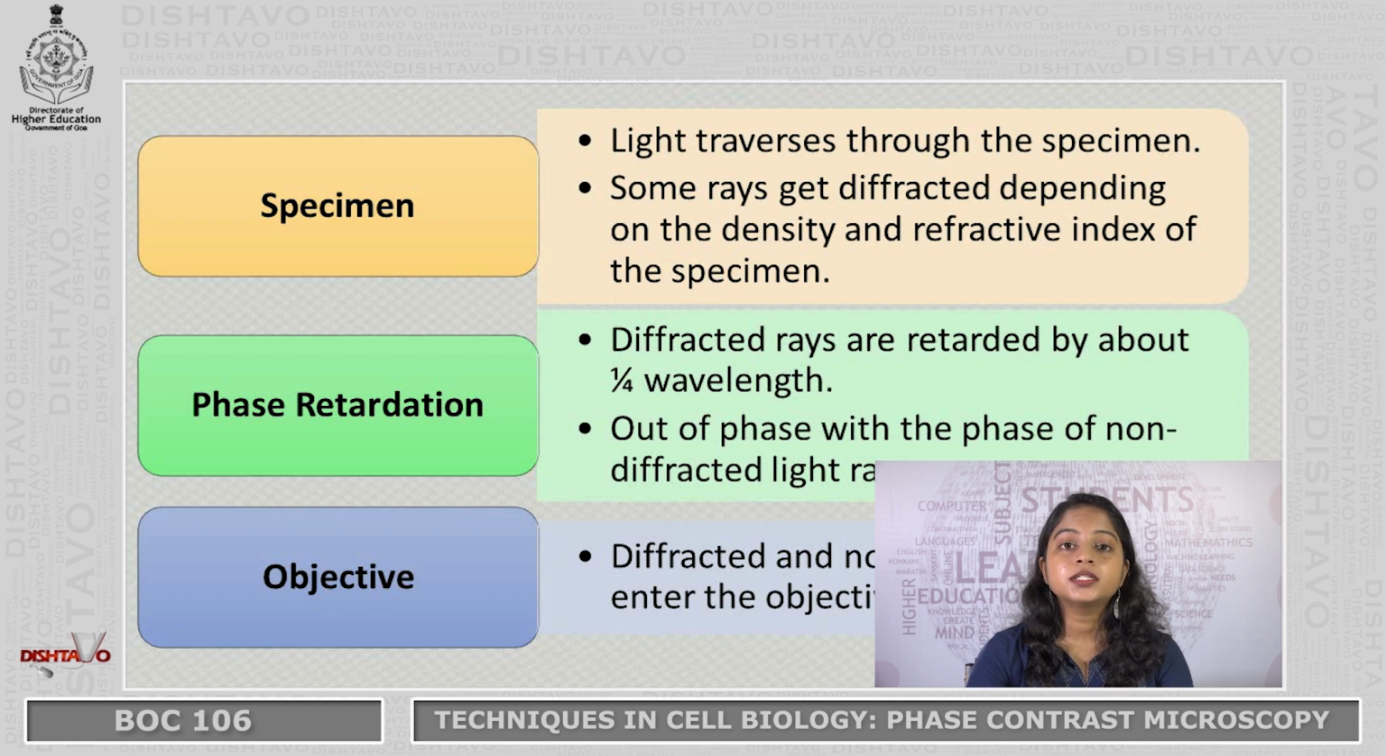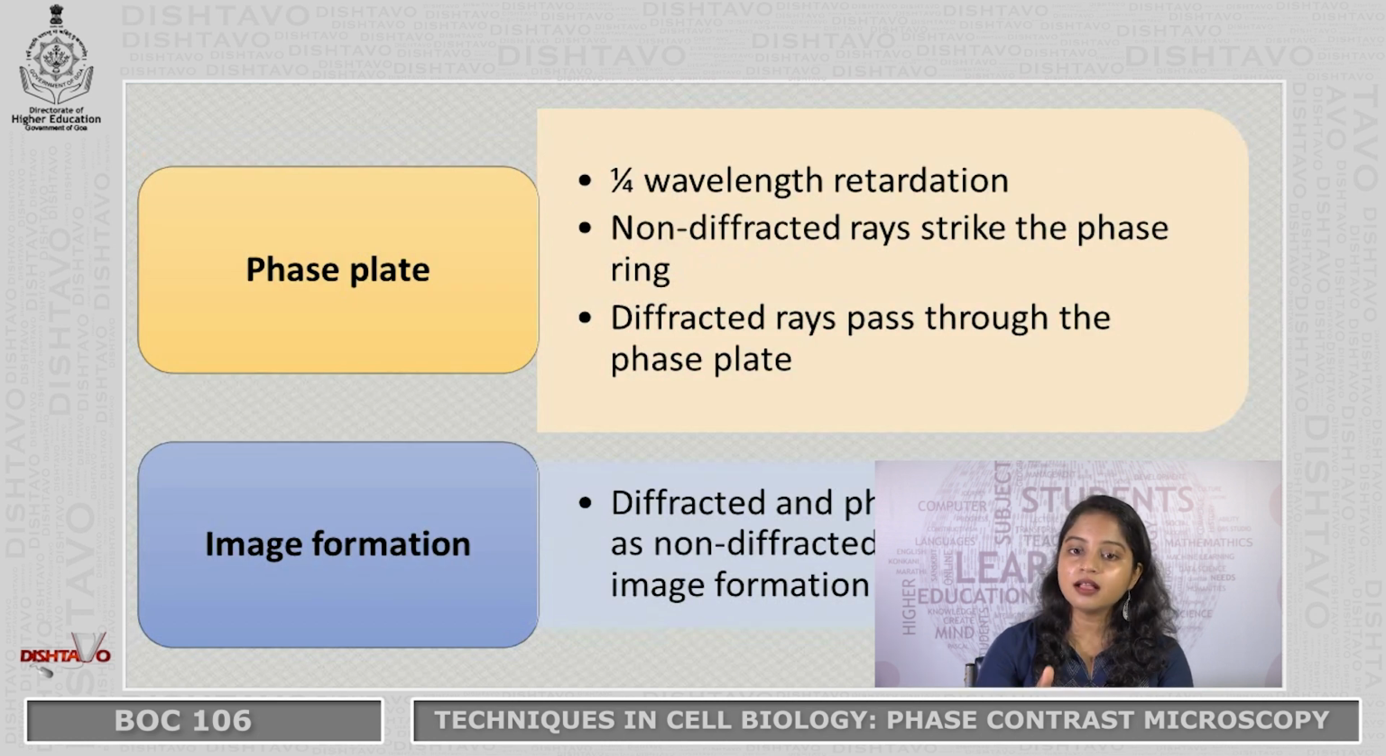The next component is the phase plate. The phase plate causes another retardation by 1/4 of the wavelength. So now the total retardation in wavelength is half. The non-diffracted rays strike the phase ring, and the diffracted rays pass through the phase plate.